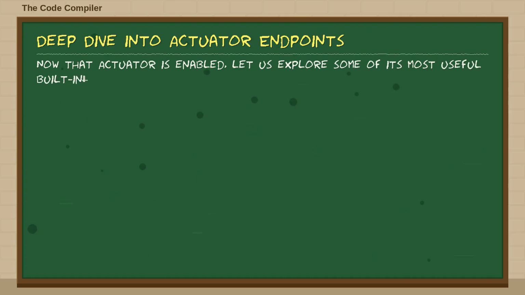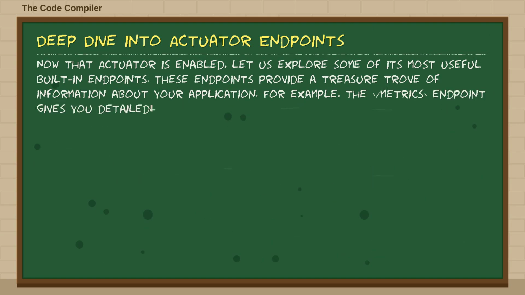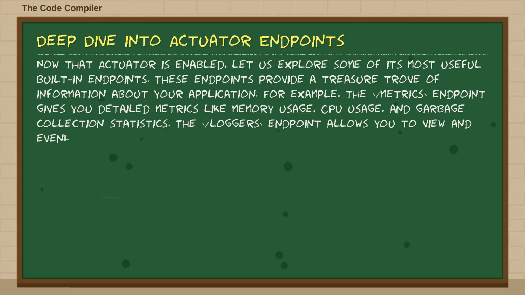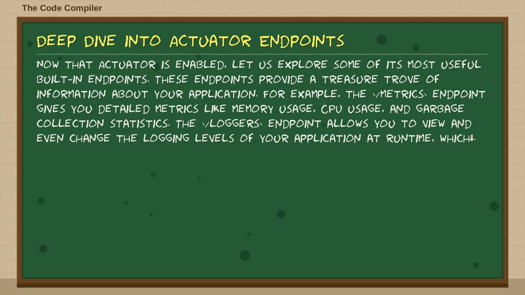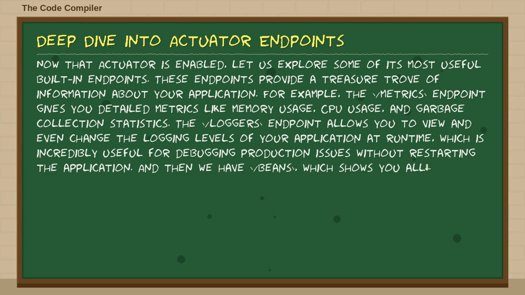Now that Actuator is enabled, let us explore some of its most useful built-in endpoints. These endpoints provide a treasure trove of information about your application. For example, the metrics endpoint gives you detailed metrics like memory usage, CPU usage, and garbage collection statistics. The loggers endpoint allows you to view and even change the logging levels of your application at runtime, which is incredibly useful for debugging production issues without restarting the application. And then we have beans, which shows you all the Spring Beans loaded in your application context.